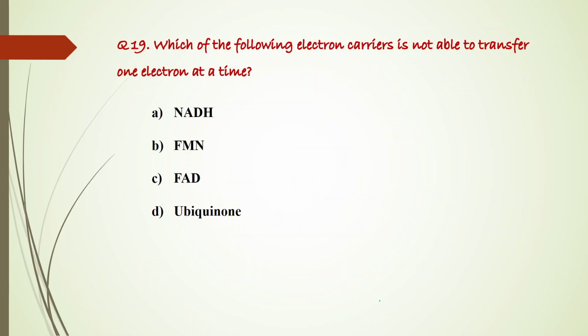Let us move to the next one. It says, which of the following electron carriers is not able to transfer one electron at a time? So we have 4 options: NADH, FMN, FAD and ubiquinone. These are the 4 options.